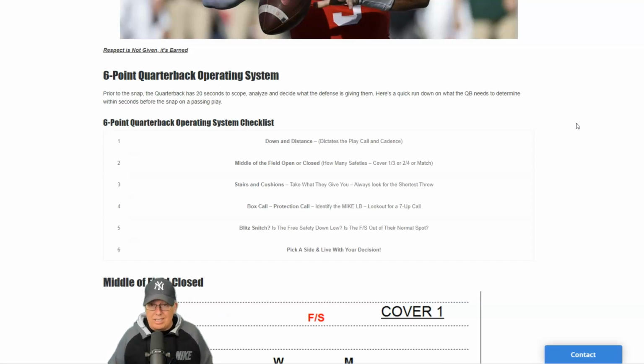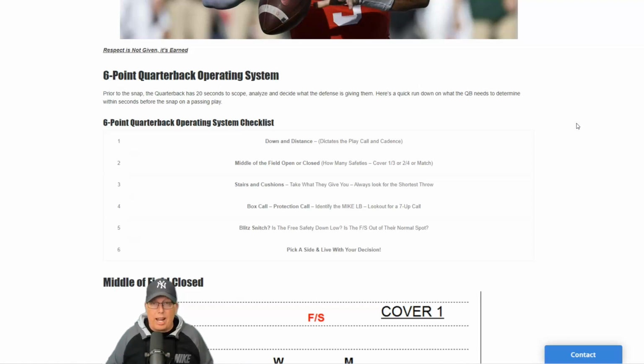Also in the down and distance is the cadence. Cadence to me is a weapon. To me, the cadence is a play, and I'll tell you why. Let's say it's second and third and 2, and you've been going on 1 the whole game, and all of a sudden you go on 2, and then they jump offside, you get a free play.